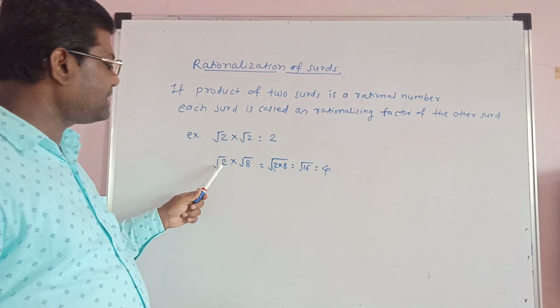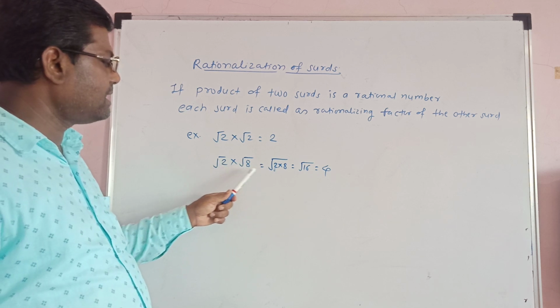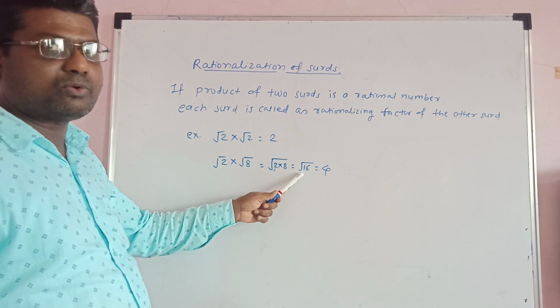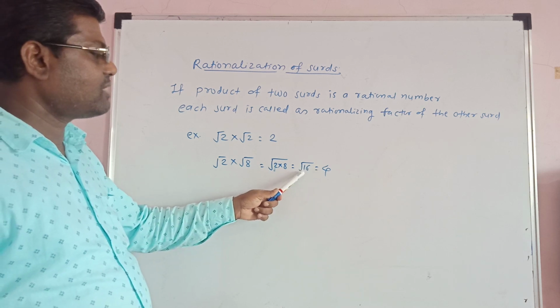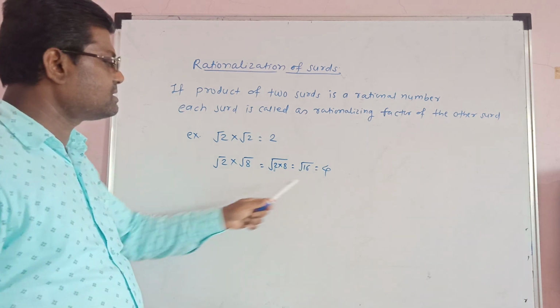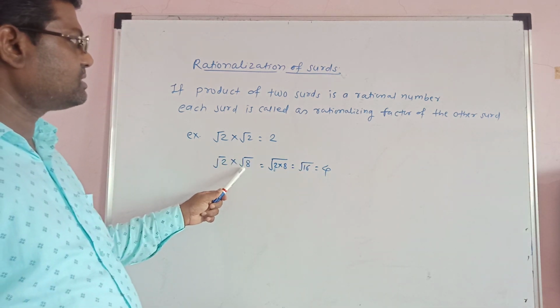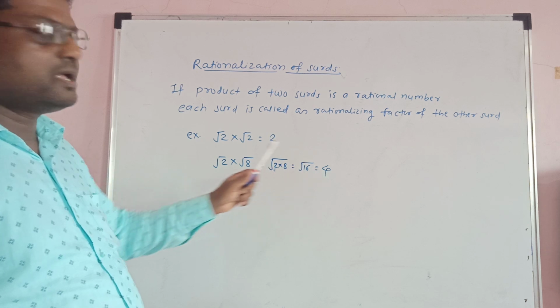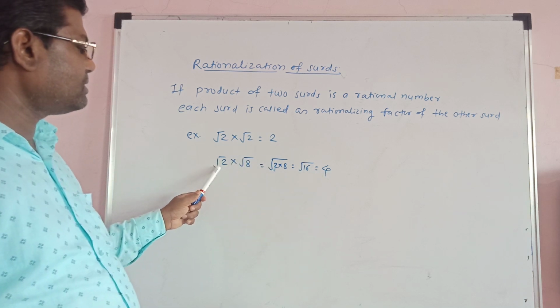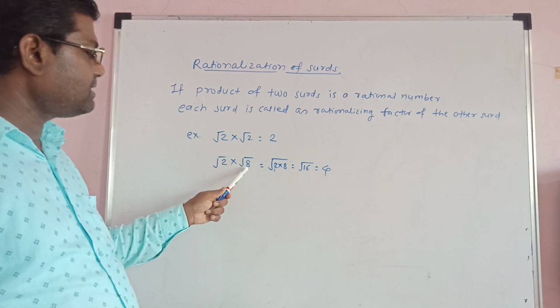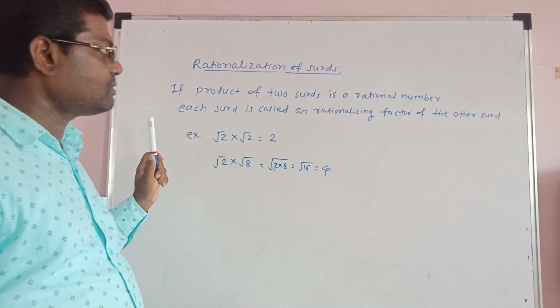Another example is root 2 into root 8. It will be square root of 2 into 8, which is equal to square root of 16. And the square root of 16 is 4, which is a rational number. So the product of these two surds is a rational number. Therefore root 2 is a rationalization factor of root 8, or root 8 is a rationalization factor of root 2.